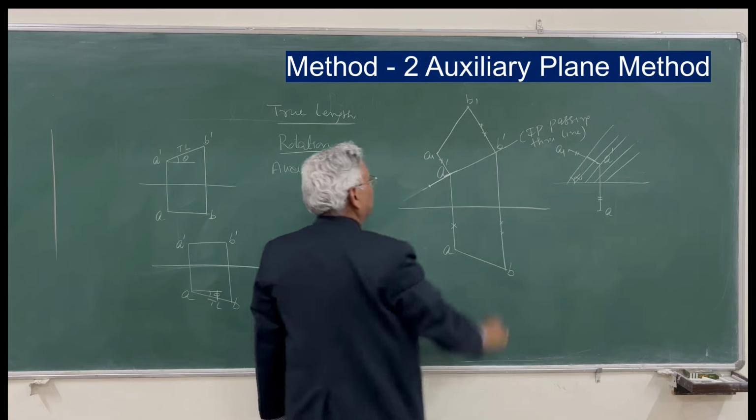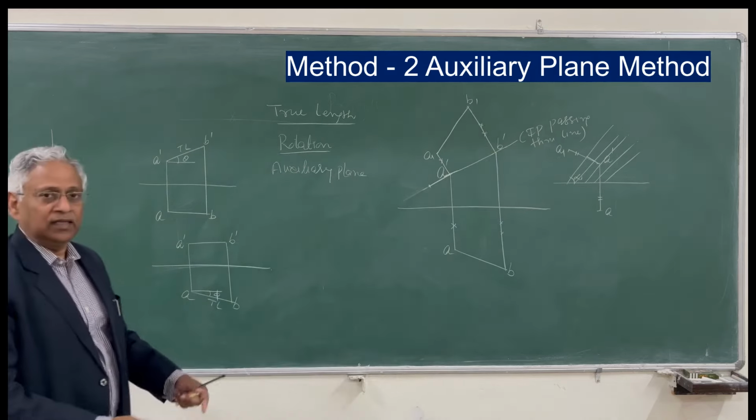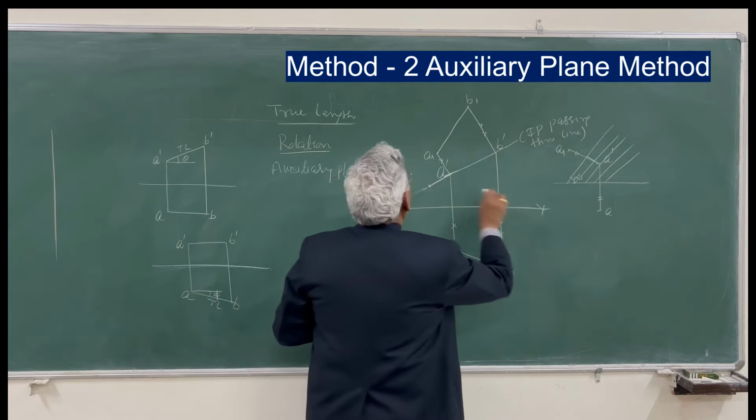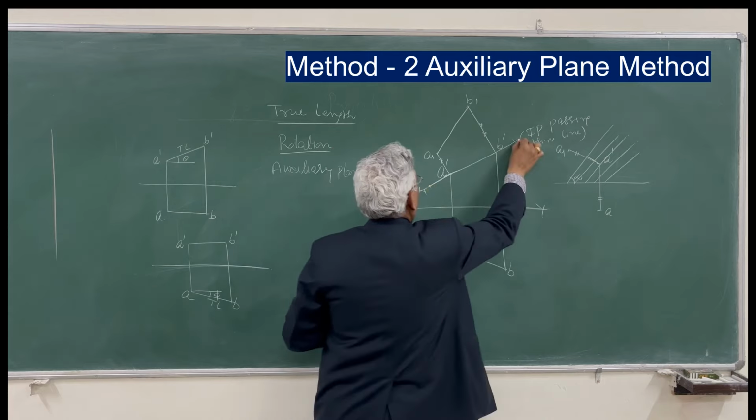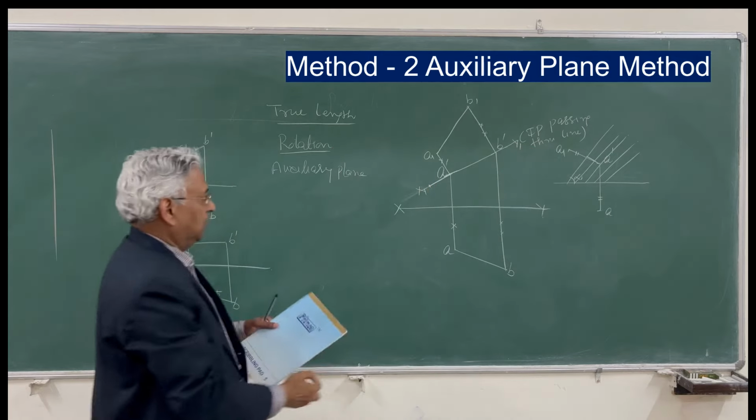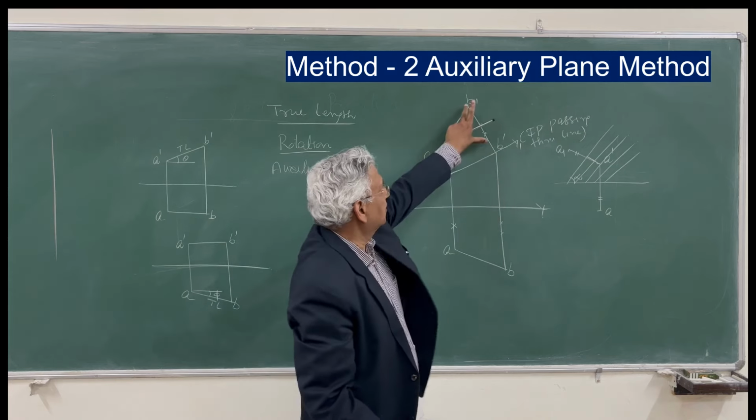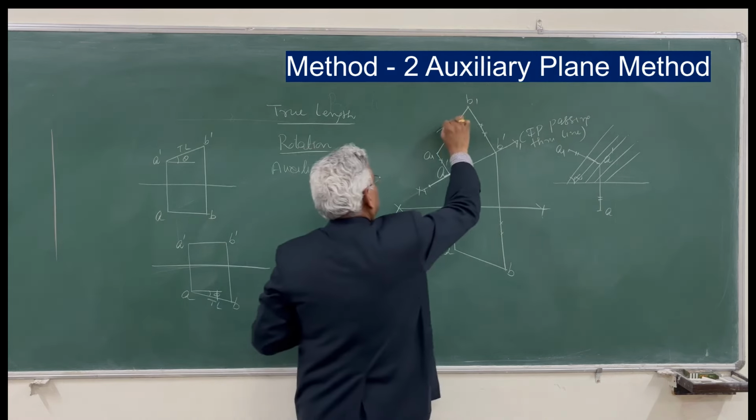I will again repeat that distance is always measured from the ground line, from the old ground line xy to the new ground line x1, y1. This is the inclined plane, and therefore we take this distance here and this distance here, and you get the true length.